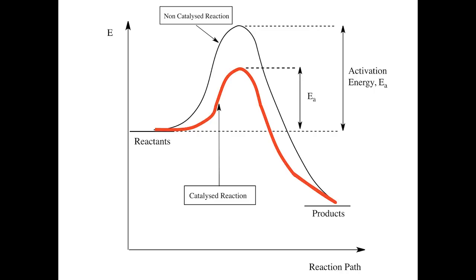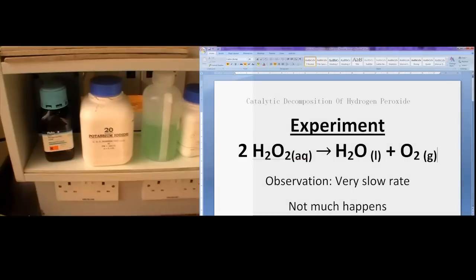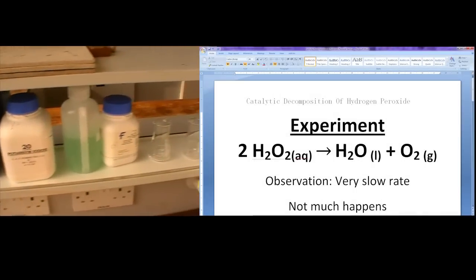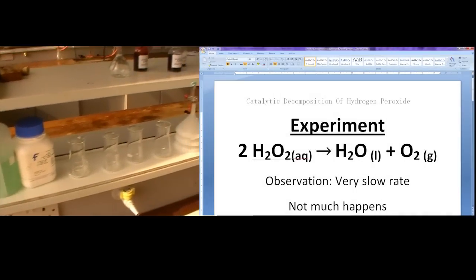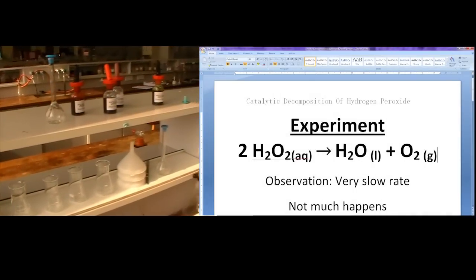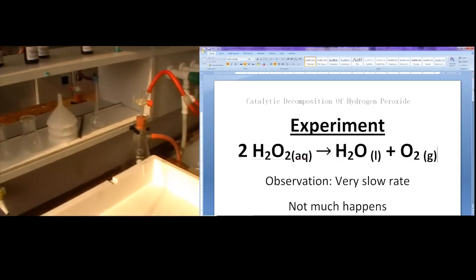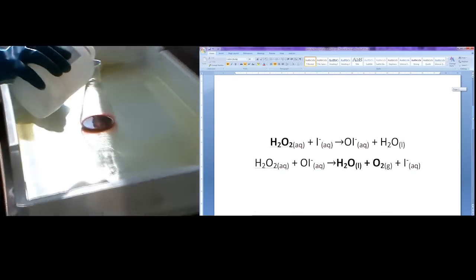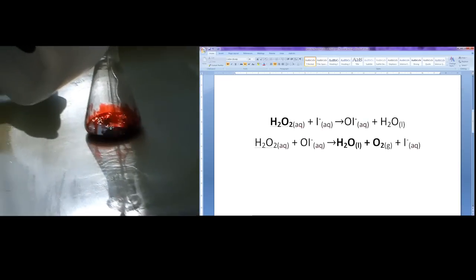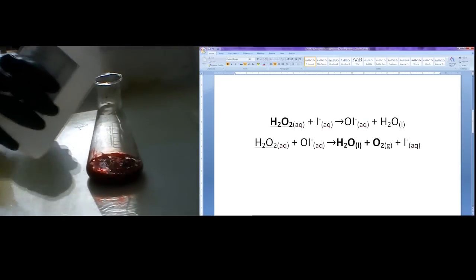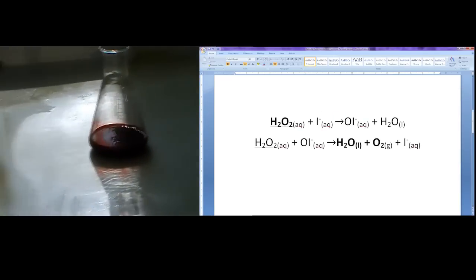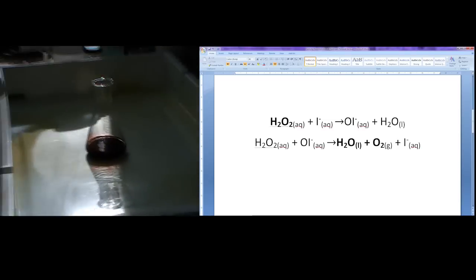Bloody simple, eh? To show you the effects of a catalyst, we're going to do a quick experiment of the decomposition of hydrogen peroxide into water and oxygen. Hydrogen peroxide does decompose spontaneously, but is extremely slow. Adding iodide ions in the form of potassium iodide as a catalyst, the reaction has a different pathway to follow.